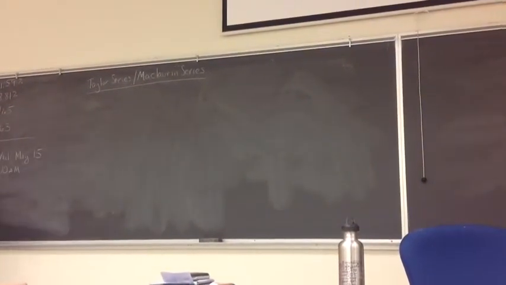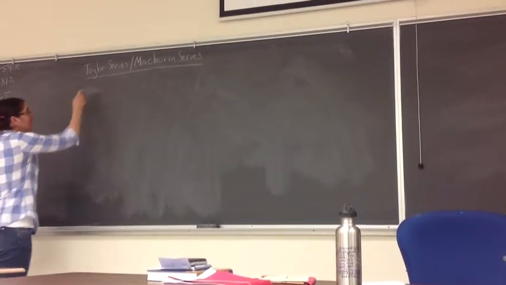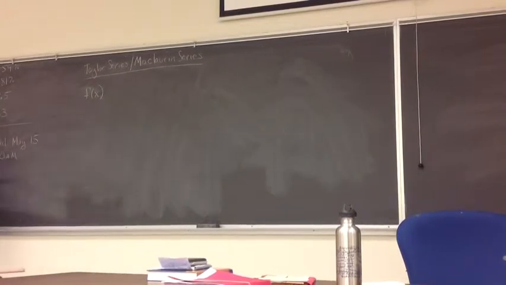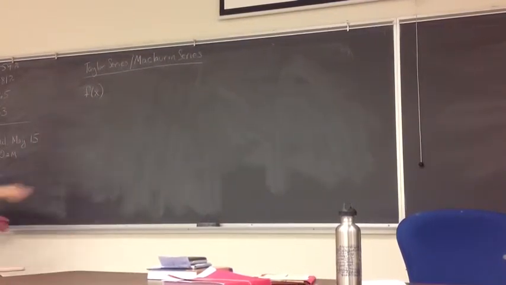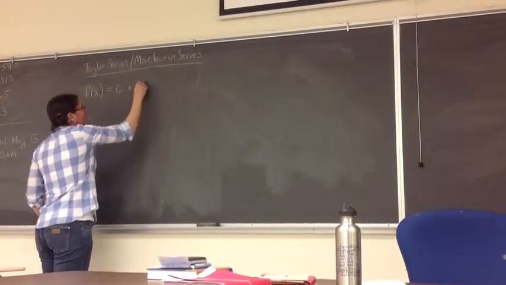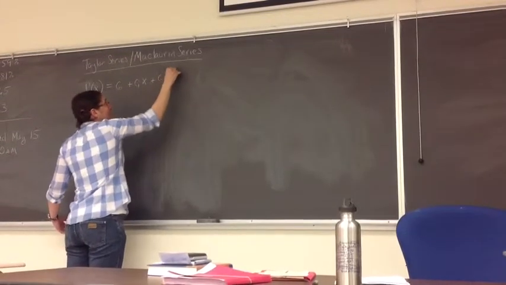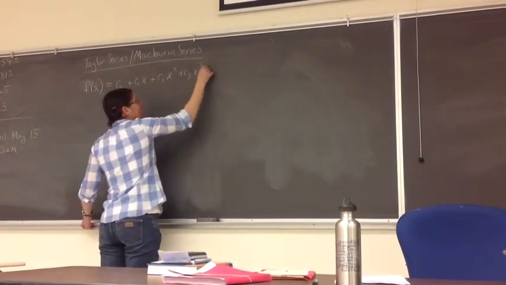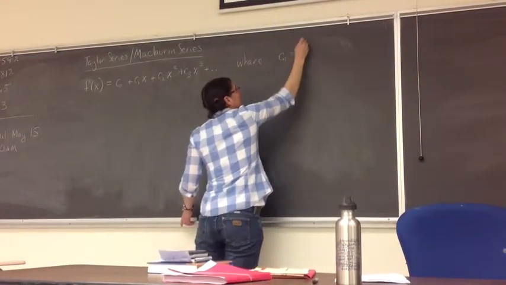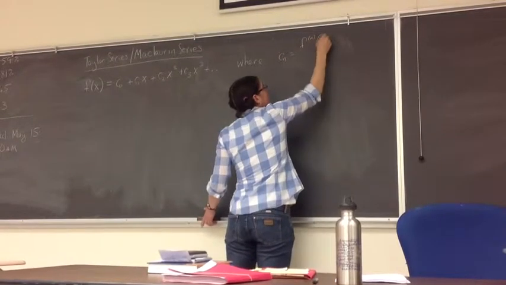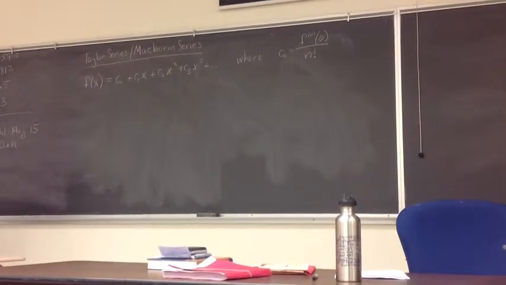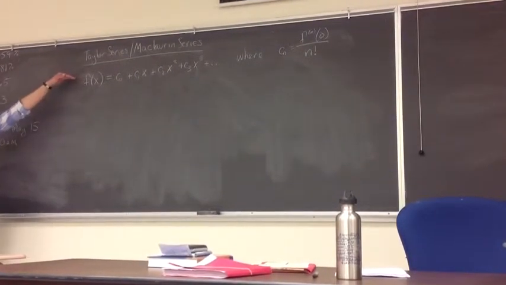You definitely want to make sure that you know for the final exam. You should know what a Taylor series is. If you have some function f of x, that function can be written as a power series that looks like c0 plus c1x plus c2 x squared plus c3 x to the third plus dot dot dot, where Cn is equal to the nth derivative evaluated at 0 divided by n factorial. And this was our power series that was centered at 0.